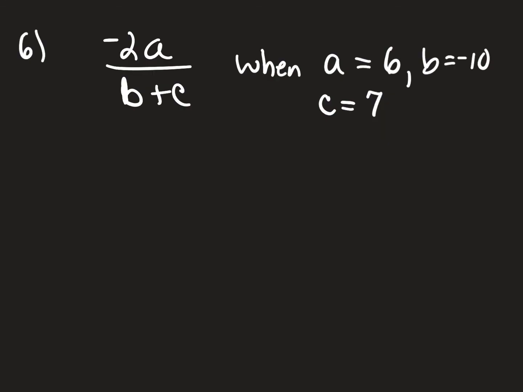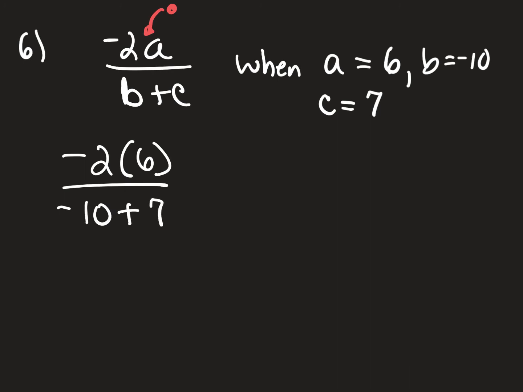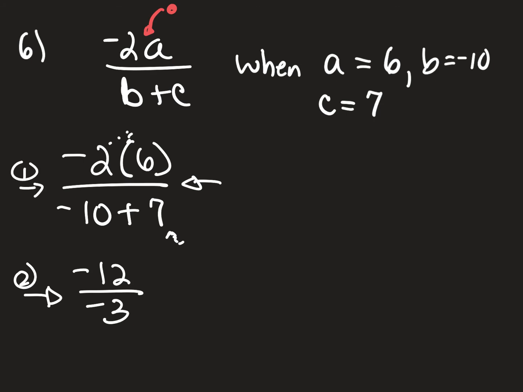Last problem. Remember, this means -2 times a. So when you're substituting, it's -2 times 6, and then b is supposed to be replaced with -10. So it's -10 plus, and c is replaced with 7. So that should be your first step. Then we're going to multiply the numerators. So -2 times 6 is a -12. And we're also going to add -10 plus 7 is a -3. So this should be your second step, and this should be your first step.